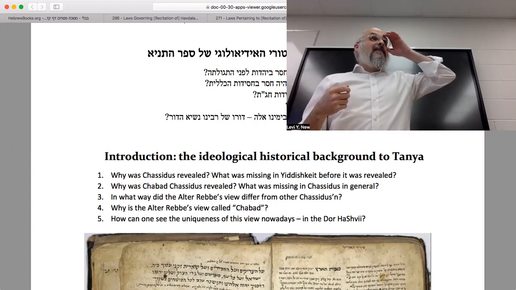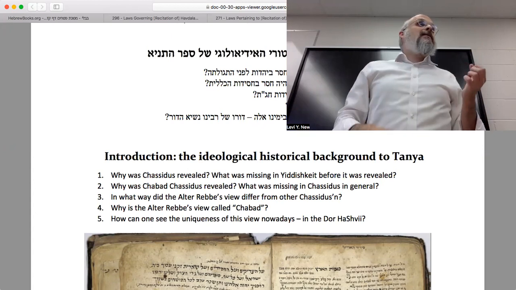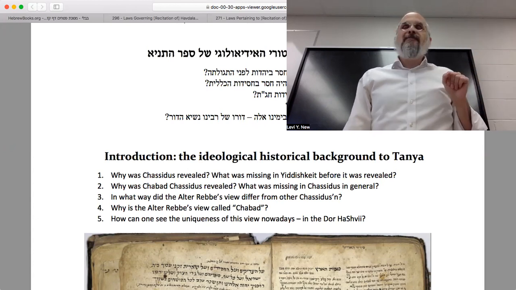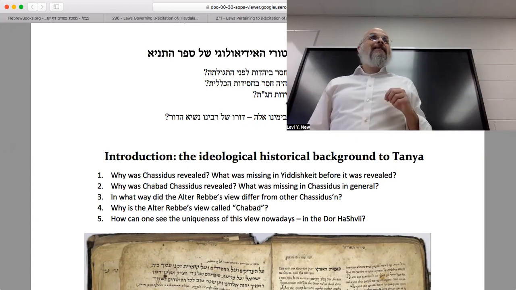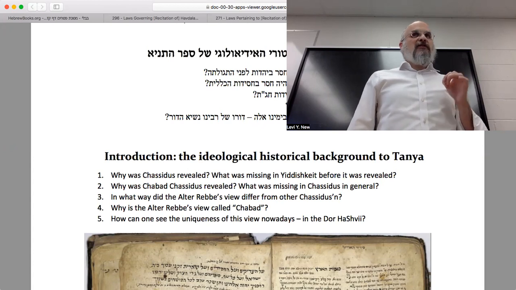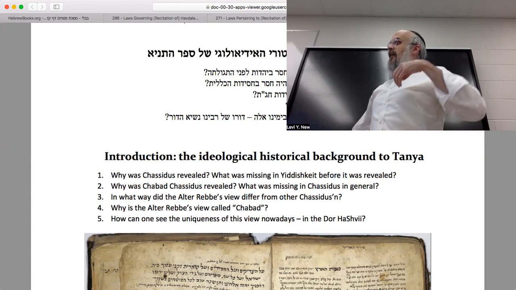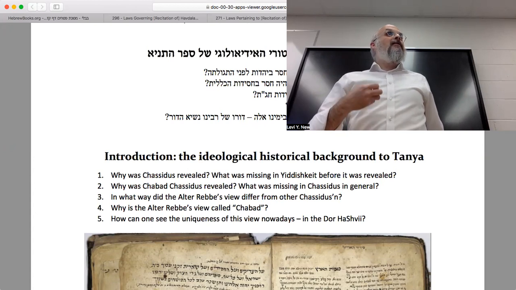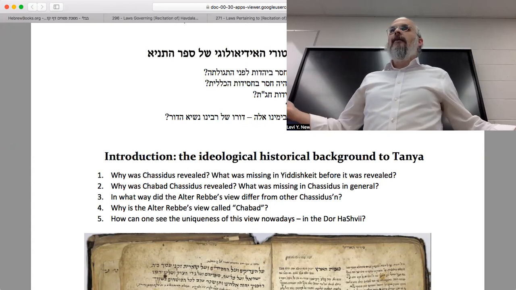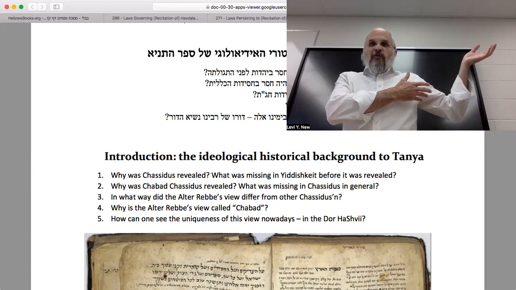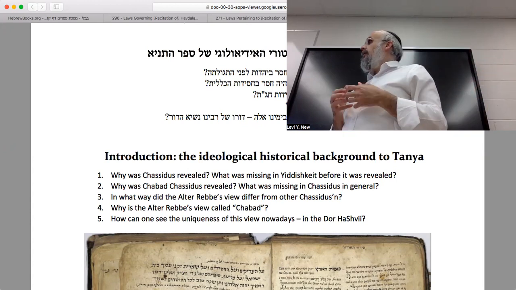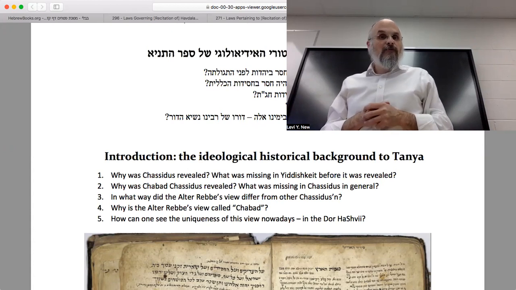Question 2 is the same thing with the Alter Rebbe and Hassidus Chabad. The Alter Rebbe comes a little bit after the Baal Shem Tov, and it starts a way of living and a way of thinking called Hassidus Chabad. Why? Whatever Hassidus did, why wasn't that good enough? Why did the Alter Rebbe have to start a new movement called Chabad? Are we clear on the question?